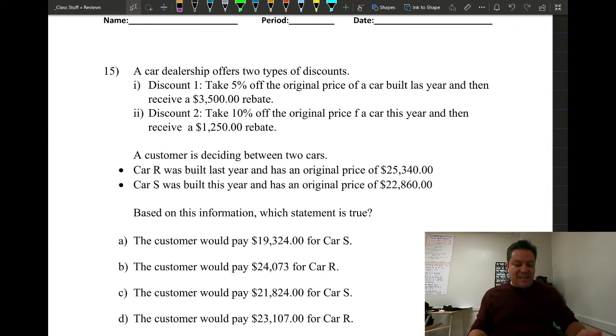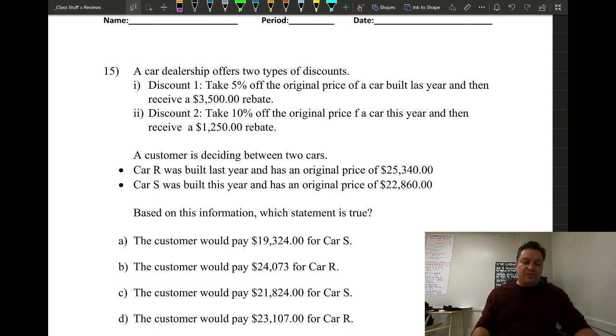Number 15. A car dealership offers 2 types of discount. Discount 1, you're gonna take 5% off the original price and receive a $3,500 rebate. Or the discount to take 10% off the original price, and then receive also a $1,250 rebate. So there's two choices, car R and car S, different prices. Based on the information, which statement is true?